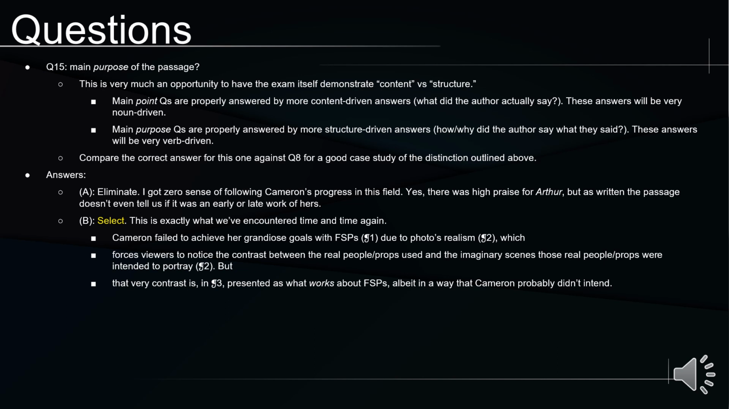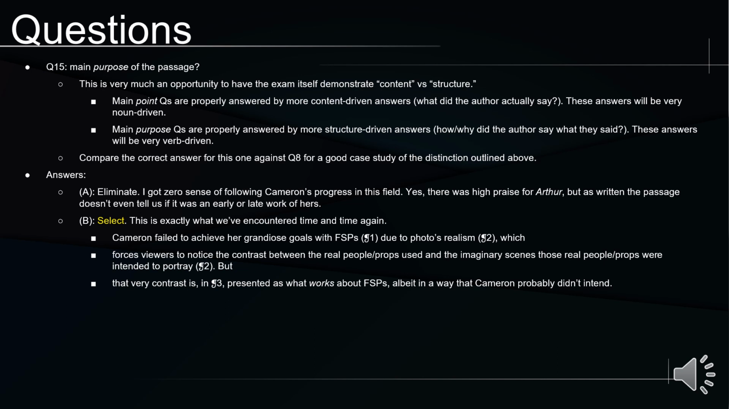And paragraph 2 introduces this whole suspension of disbelief and photorealism. Or I don't know if photorealism is the right term because that's a specific terminology from art. Photographic realism is what I'll say. That the inescapable realism in these photographs is kind of what gives rise to the contrast.